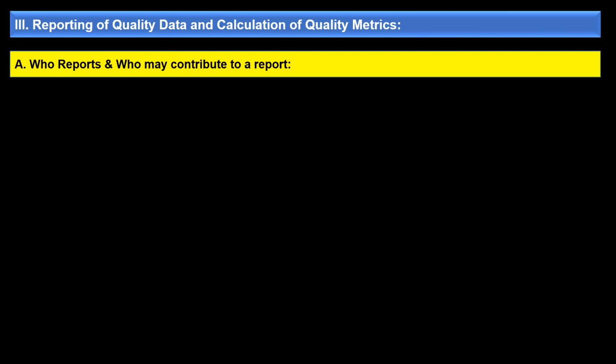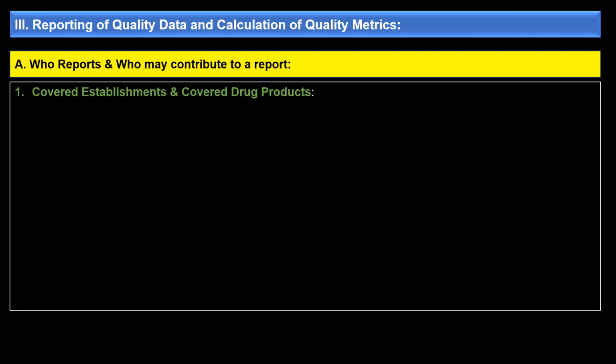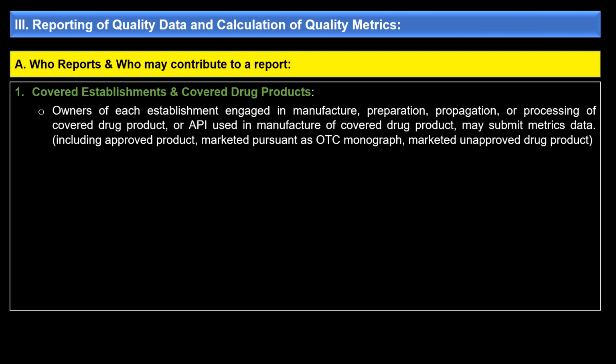Moving on with the reporting of quality data and calculation of quality metrics. The first part is who reports and who may contribute to a report. As we have seen, the covered establishments are the establishments that are manufacturing the product, and the product for which the data is submitted is called the covered product, right?